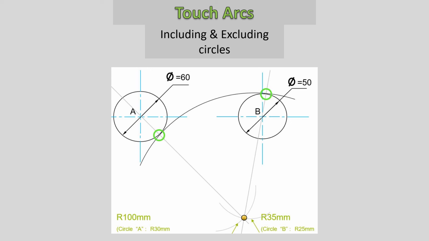Once again, we first had to determine the center point of the main touch arc, which is the arc that is going to connect circle A to circle B, using a long touch arc that is going to exclude the outer edge of circle A, and that is going to include the outer edge of circle B to the inside of the main touch arc.